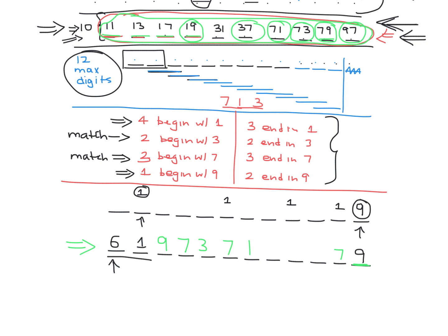Then 1, the largest would be 17. But I'm pretty sure the 17 has to go there to make that work. So then that means the 13 goes here. And then the 31 goes here. And then the 11 is there. There you go. 6, 1, 9, 7, 3, 7, 1, 3, 1, 1, 7, 9. So it's a very challenging question, I think. But if you go through the steps and kind of work through it, you should be able to come up with the right answer.